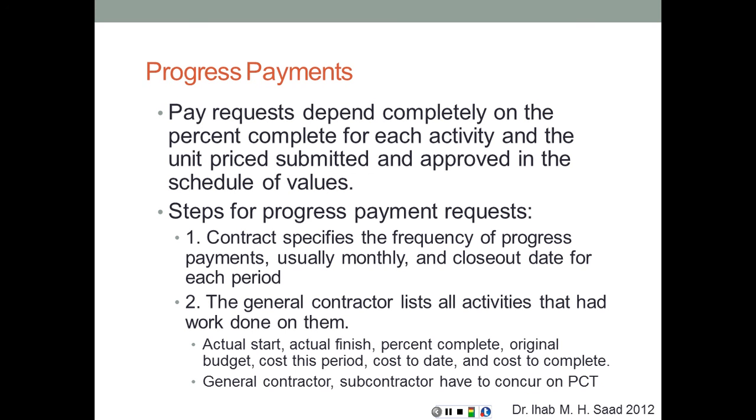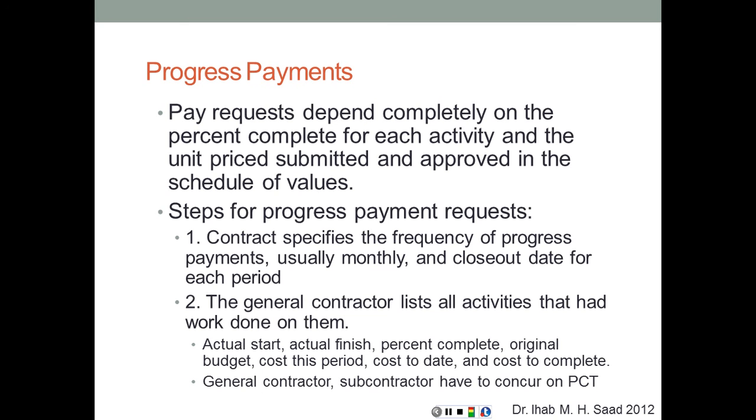The general contractor is going to list all the activities that had work done on them since the previous period. We're going to say this month we have worked on 1, 2, 3, 4, 5, and these are the actual dates, and these are the percentage of completion for each activity. That's going to include the actual start, actual finish, percent complete, and original budget, cost of this period, cost to date, and cost to complete. What's the remaining cost to complete that activity?